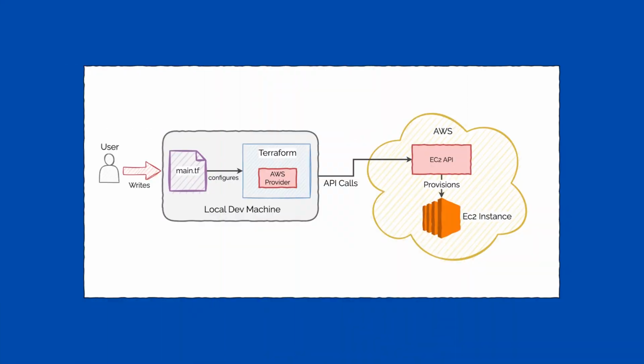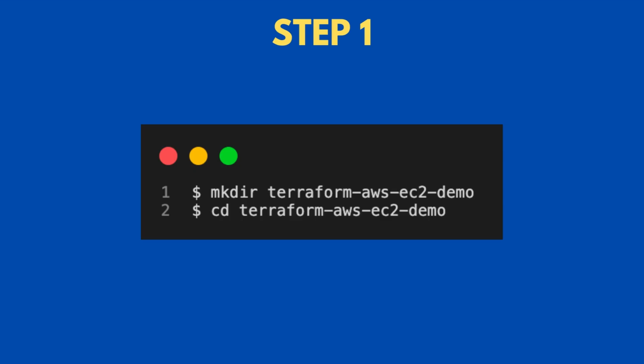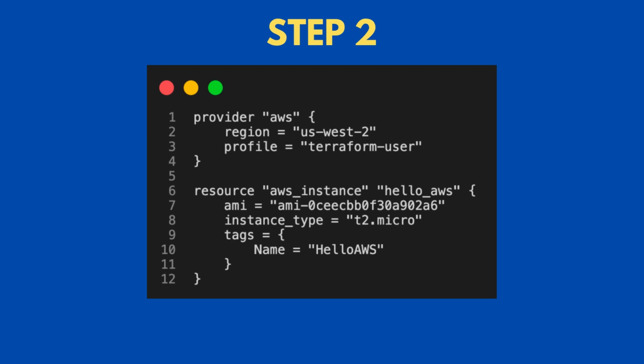This is what we are going to create. We are going to write a Terraform configuration file and pass it onto Terraform that will in turn create the EC2 instance for us. In step 1, you need to create a directory for the project files. Within the directory, create the main.tf file to write the initial Terraform configuration.